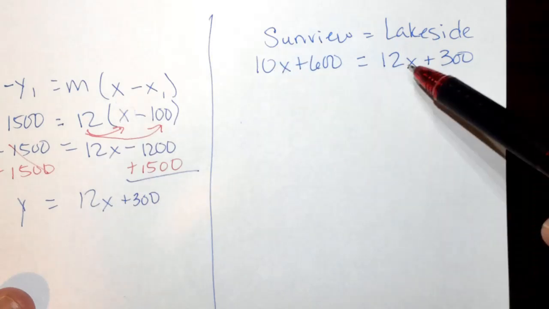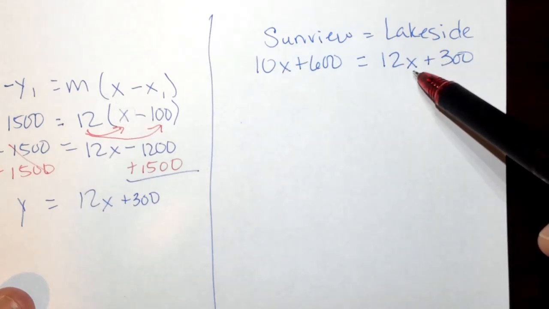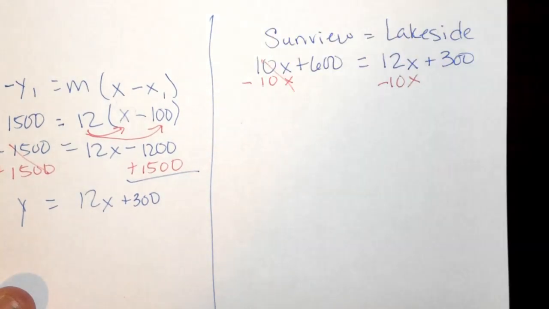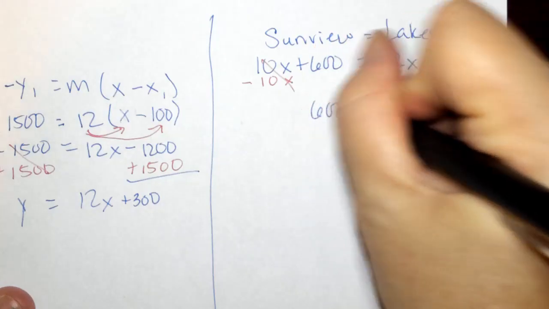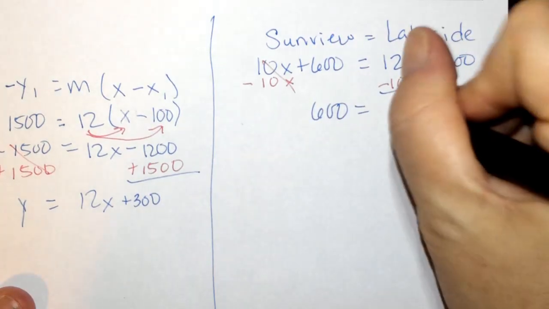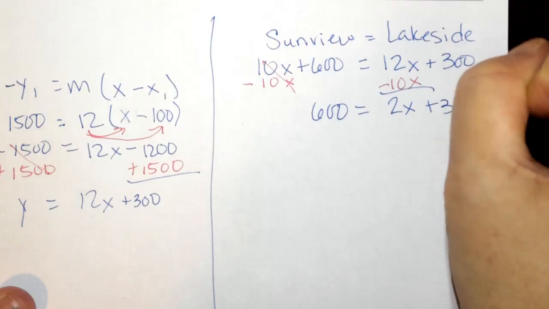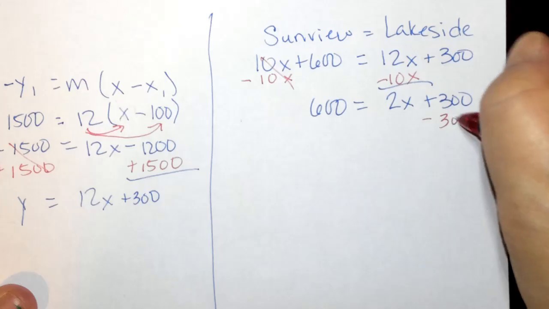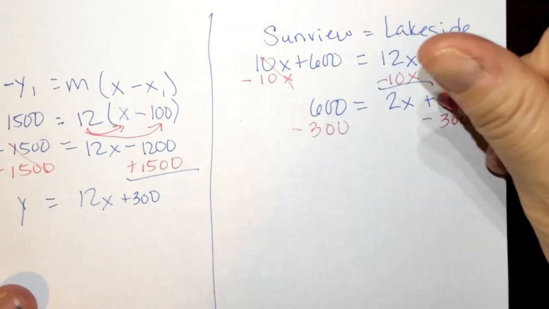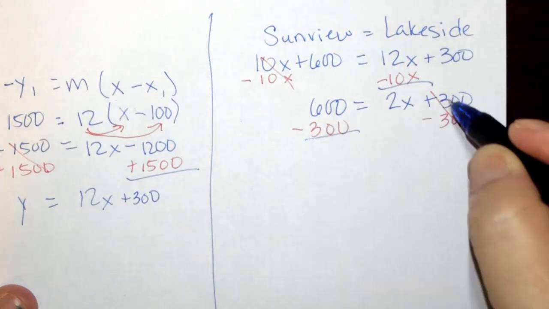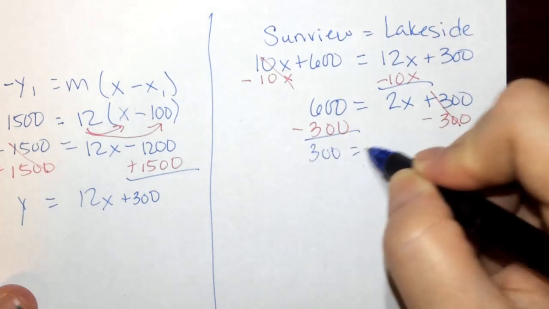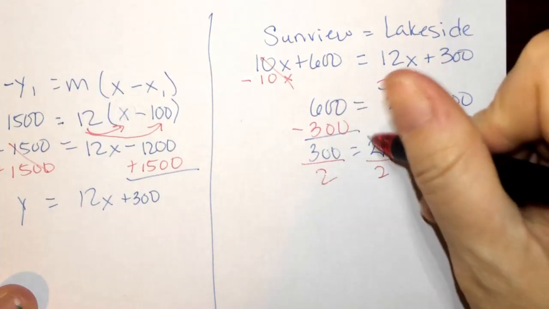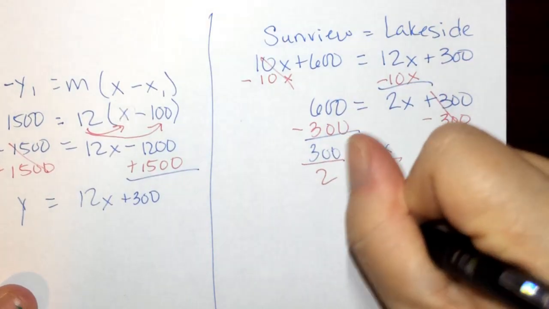I'm looking at my x's. I got 10x over here, 12x over here. I don't want to deal with negative x's, so I'm going to get rid of the smaller one. So now I have 600 equals, well, what's 12x minus 10x? 2x plus 300. So now I just have a two-step equation. We should all be professionals at this point on solving two-step equations, but I will show my work. So we subtracted 300 from both sides. We got 300 equals 2x. I don't want two x's, I just want one. And we have x is equal to 150.